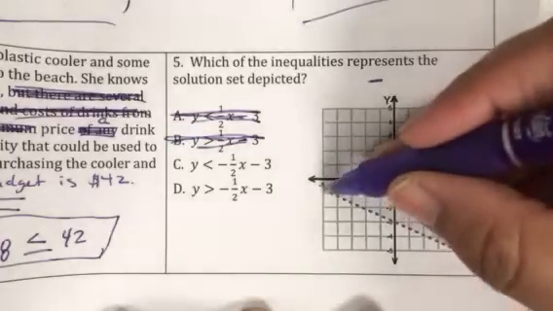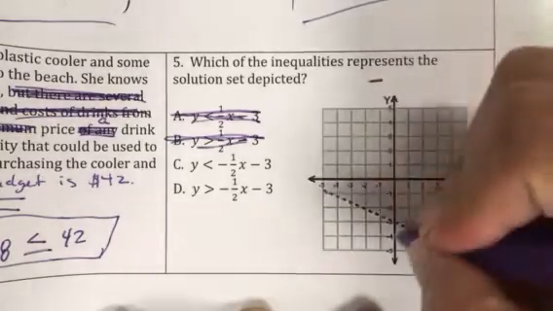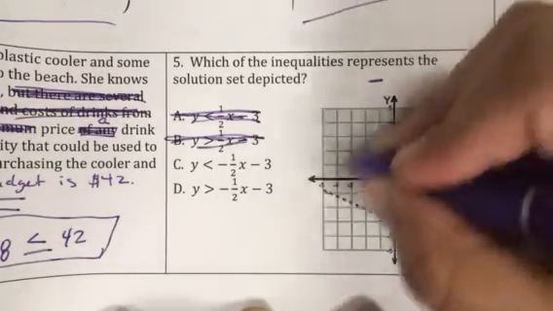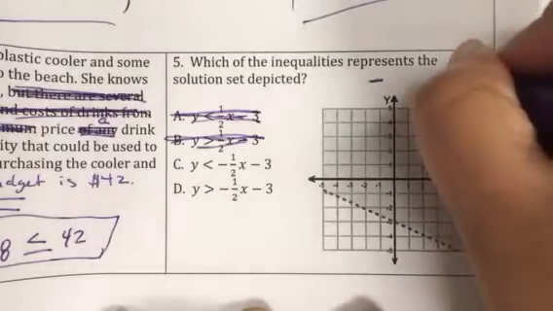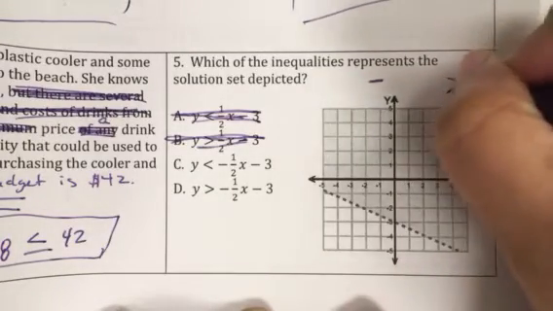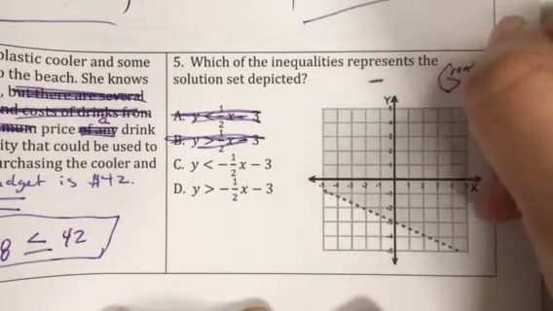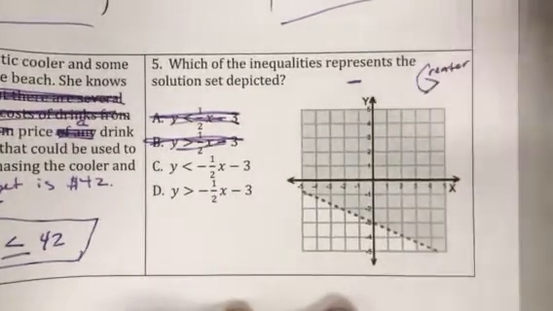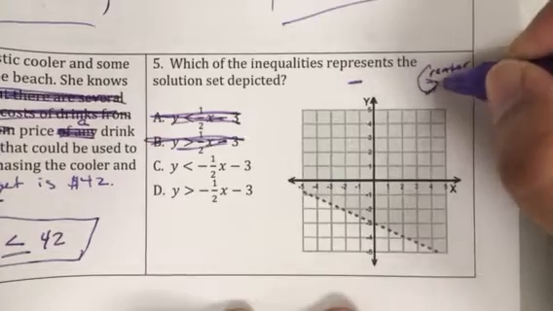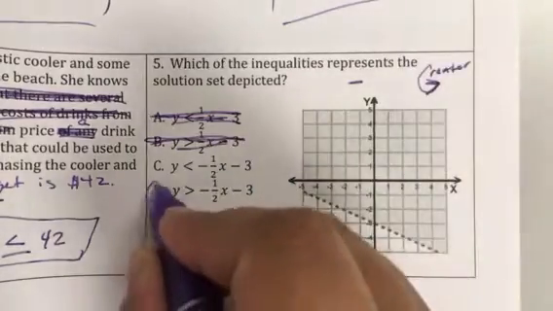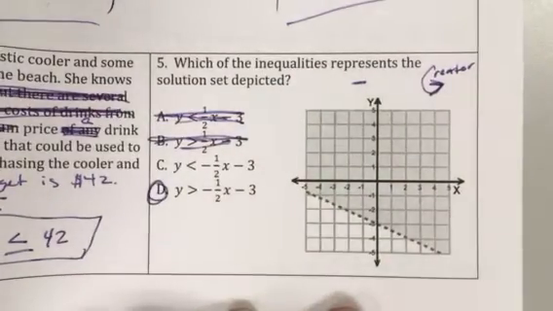Now, where is it shading, above or below? Here's the line, I have to shade above. Above is greater than. Remember, I create the G for greater than. So which one has the greater than? That would be D. And that's 1 through 5.